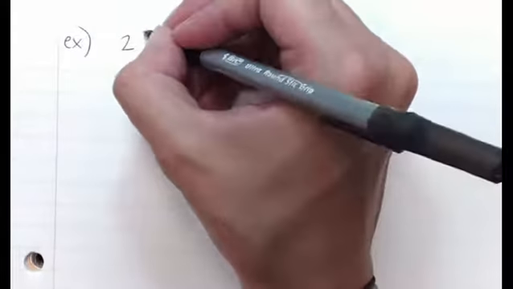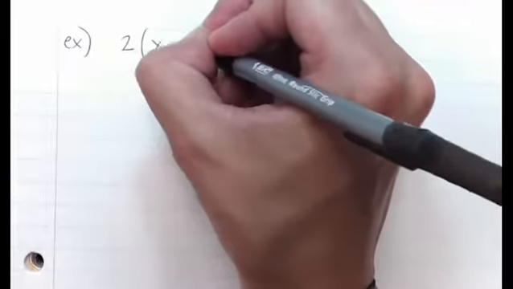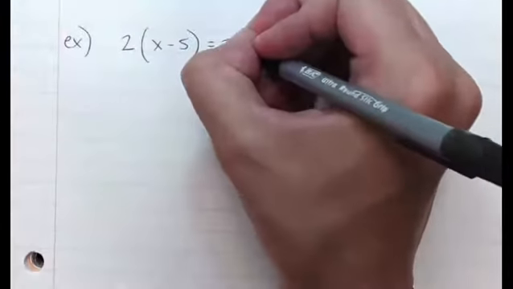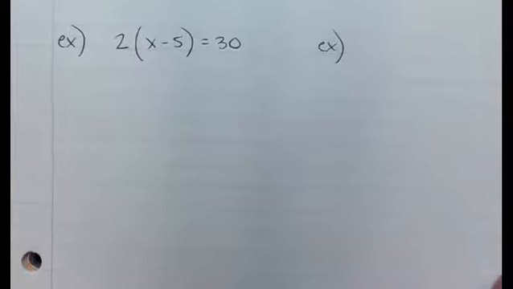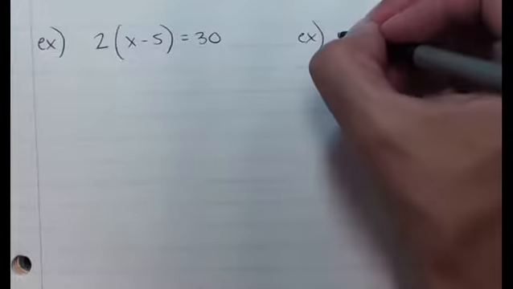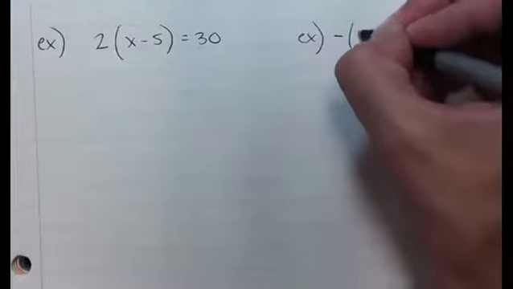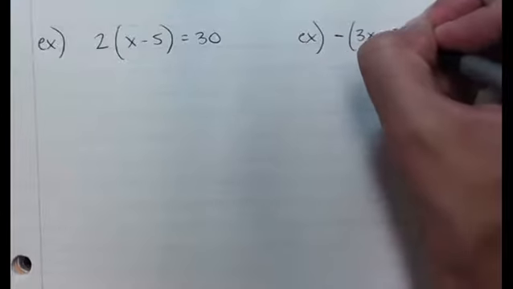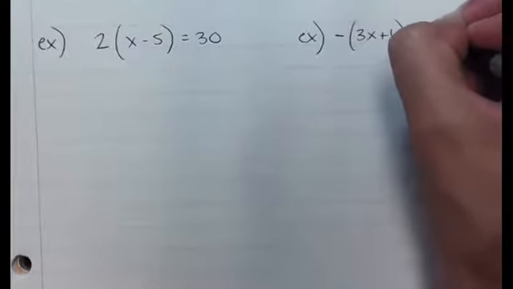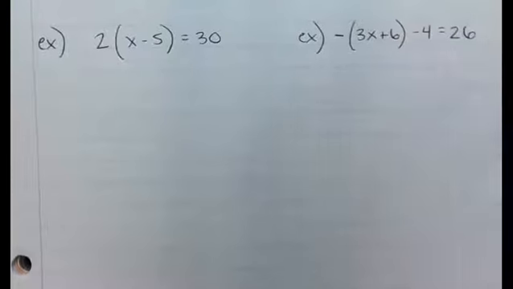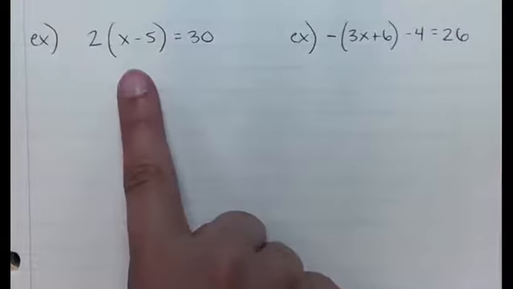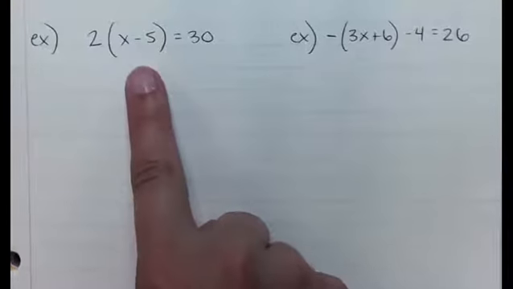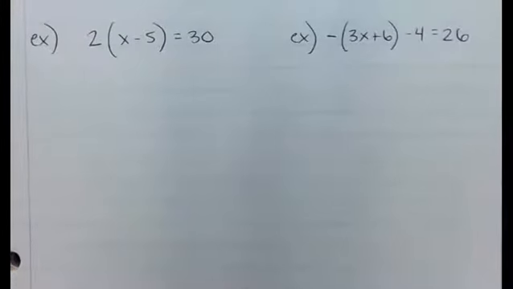So let's do 2 parentheses x minus 5 parentheses equals 30. It's your first one I want you to solve. And then your second one is negative 3x plus 6 in parentheses minus 4 equals 26. Go ahead and at least do the first one. I want everyone to do the first one. Miss Osborne will push play when everyone's done with at least the first one.